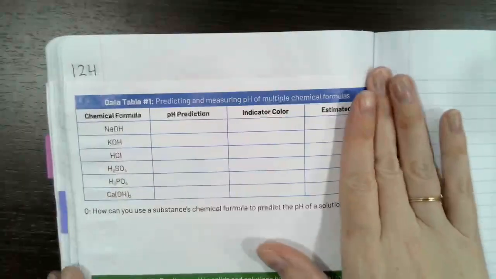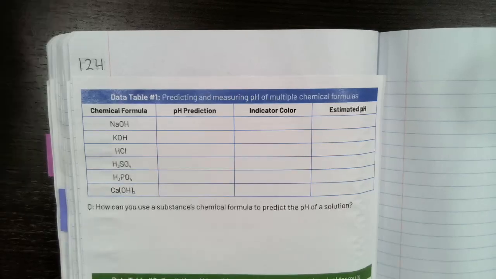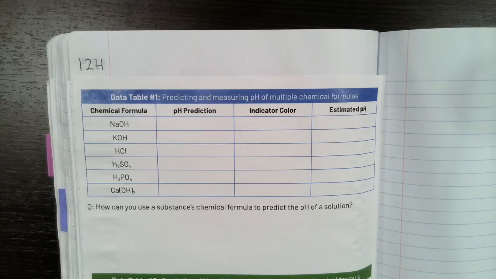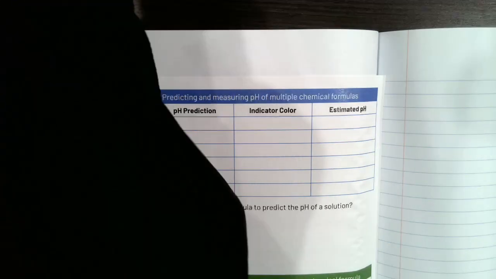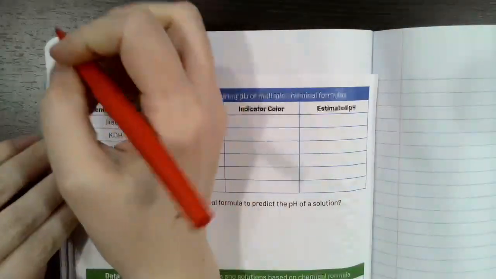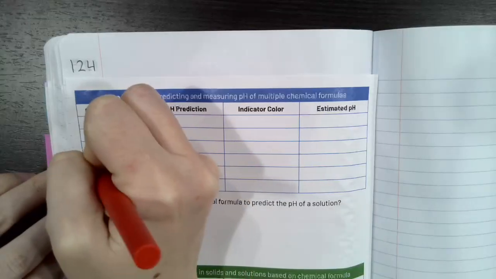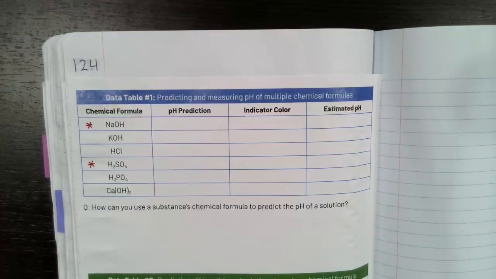So, I'm going to do one example for you, and then one example with you. And I'm switching colors. I'm going to do the sodium hydroxide example, and I'm going to do the hydrogen sulfate example. And I'm going to do these two.